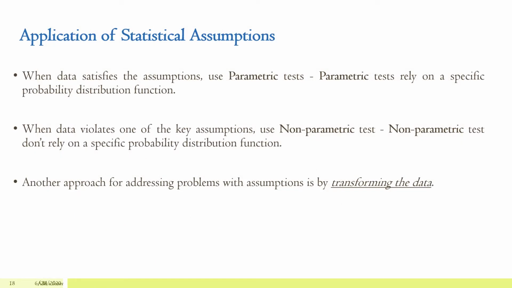Then comes the application of statistical assumptions. When data satisfy the assumptions, use a parametric test. That means if data is following a normal curve, you use a parametric test. If data is not following a normal curve, go for a non-parametric test. Another approach to addressing the problem of assumptions is by transforming the data. Sometimes if you are getting data which are not following the normal curve, you can standardize the data: you find a constant, multiply all the data by that constant, and you can make the data follow a normal curve.